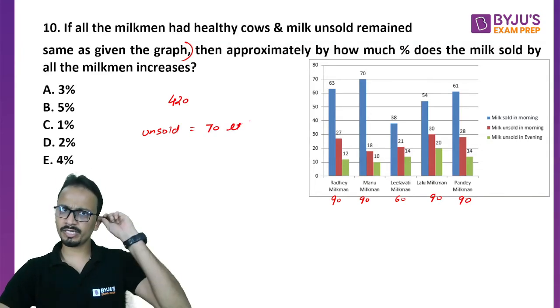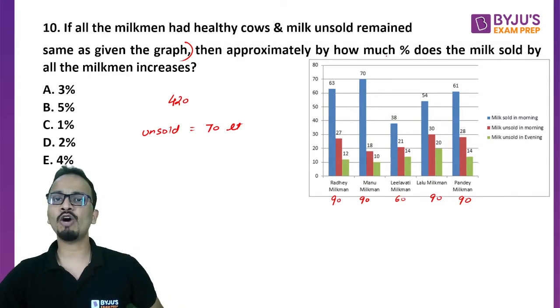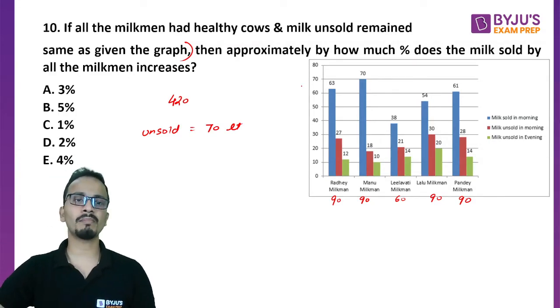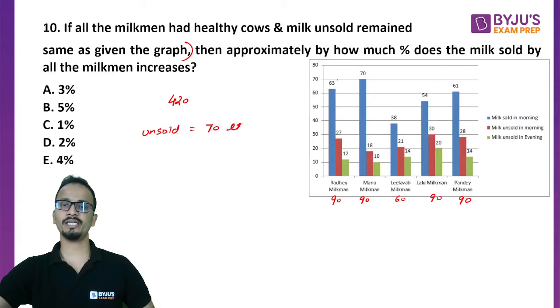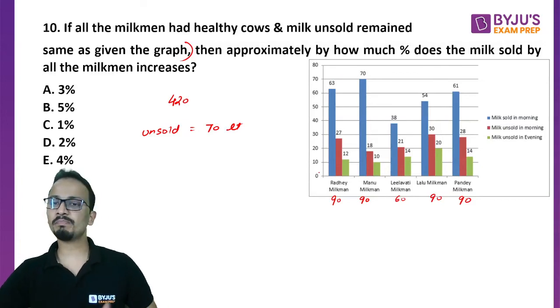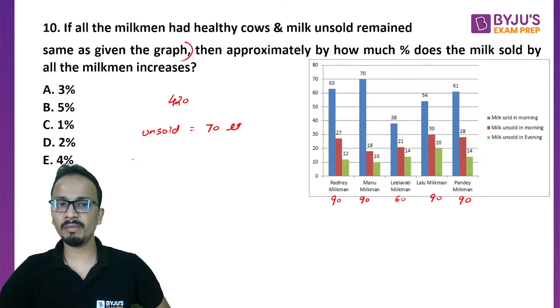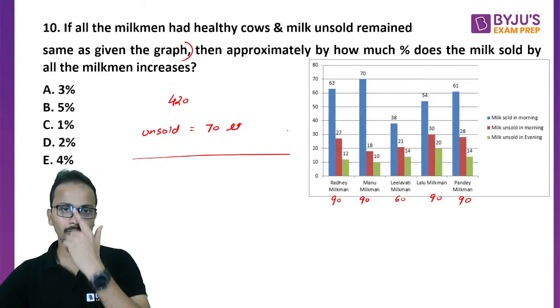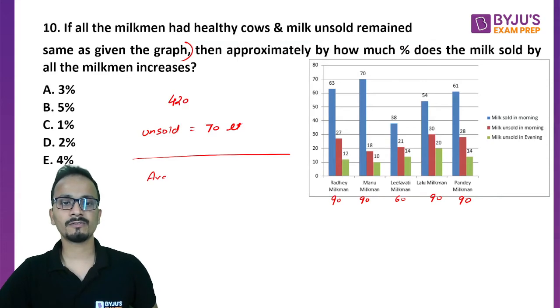We have already calculated. Then approximately by how much percentage does the milk sold by all the milkman increase? Okay, so let's talk about the previous available milk. Theek hai, so is data ko abhi bhool jate hain. So earlier the total milk that was available was 410 liters, out of which unsold milk was 70 liters.